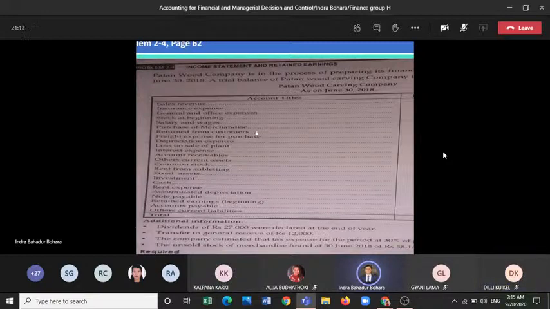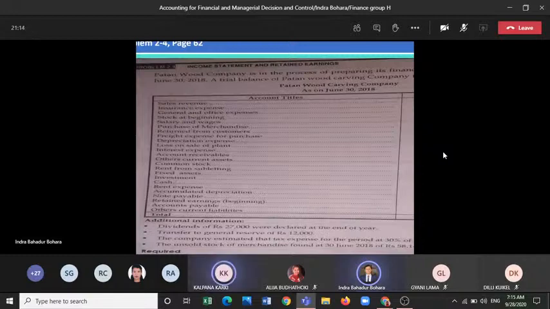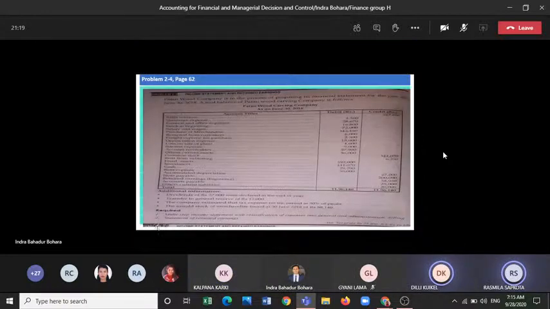Another is return from customer. It is sales return. Return from customer is sales return. So it is minus. Return from customer means it is deducted from sales. Another is freight expense on purchase. It is clearly given. It is used in the calculation of cost of goods sold.